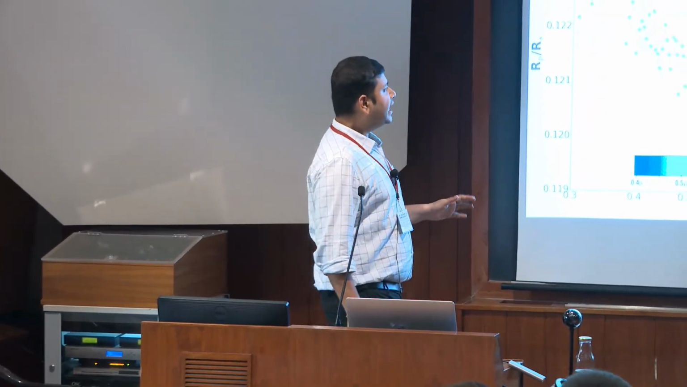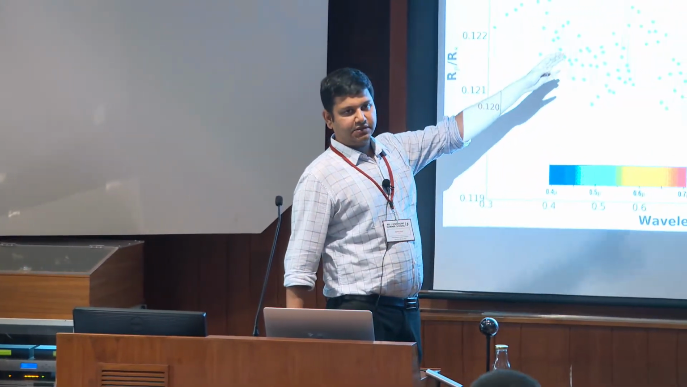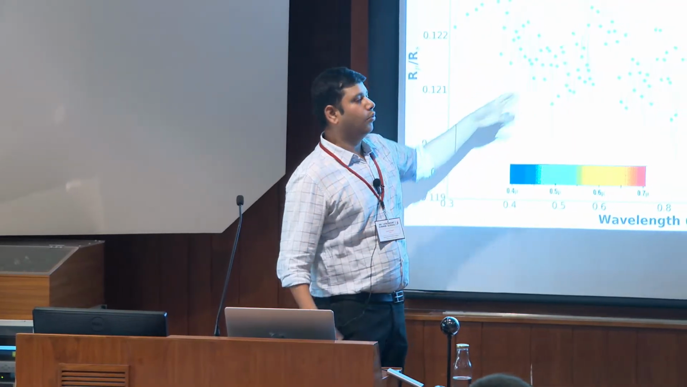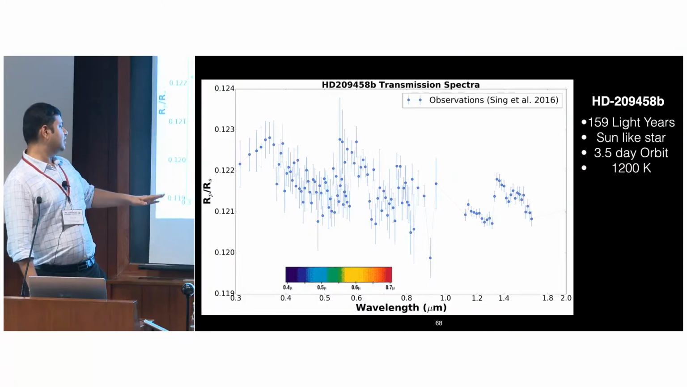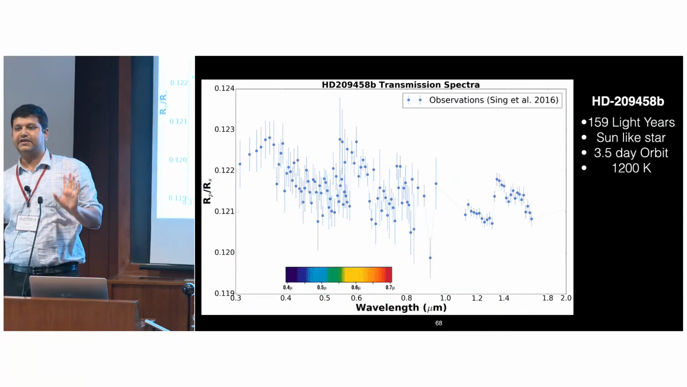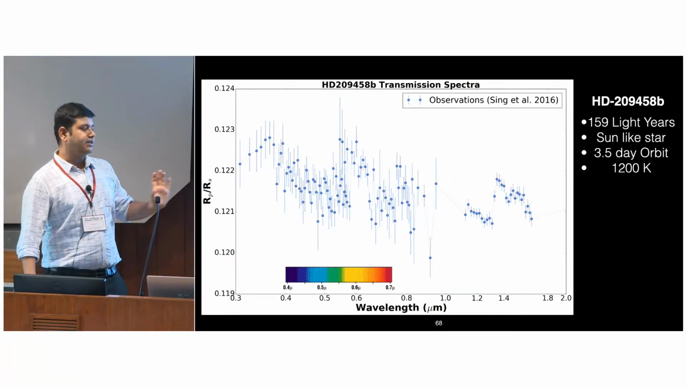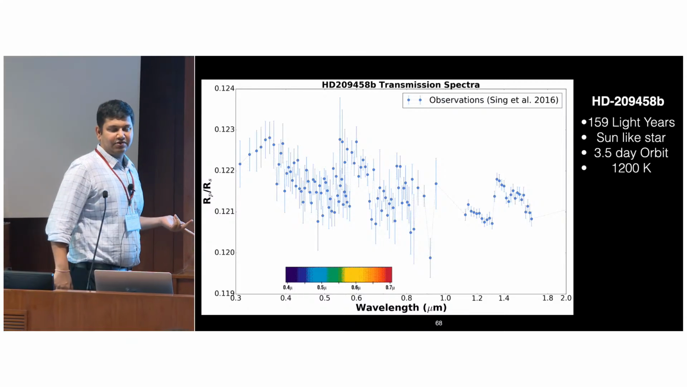Okay, so in this diagram, you see all these observation points. These are the points and these are error points. Now, what does this mean? I have shown you just the plot, the wavelength. This is what the observations we get from Hubble. We have processed it. We got a transmission spectrum. What does that mean now?